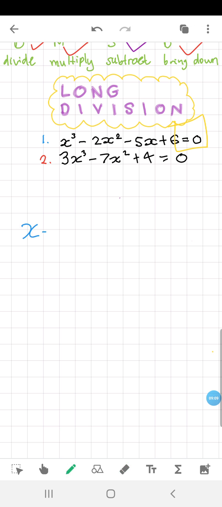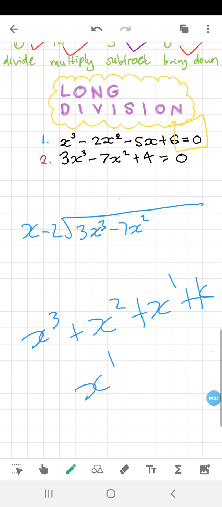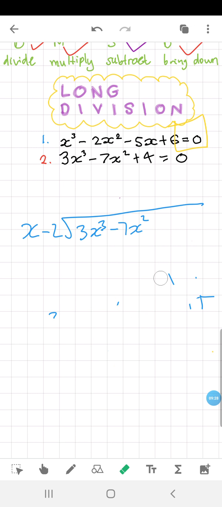So I'm going to write x minus 2, write out the whole equation. The trick about this question is that you have to remember your placeholders. In the first one, we had x to the power of 3 plus x to the power of 2 plus x to the power of 1, and we had a constant. Here, there's no x to the power of 1, but you can't forget it, because placeholders are very important in long division. So we still have to write plus 0x plus 4.